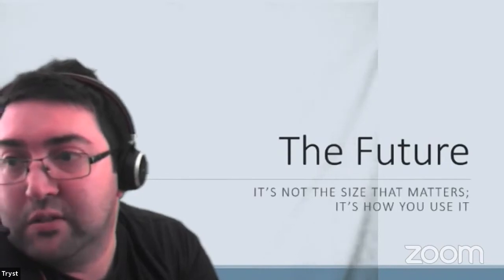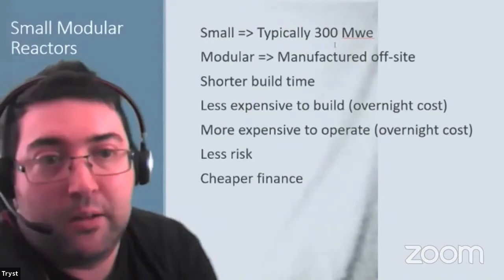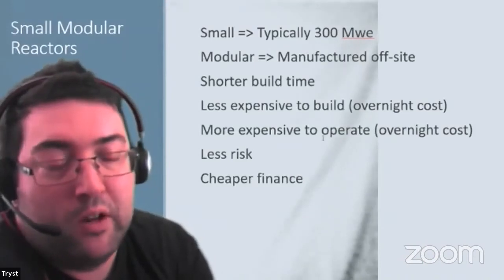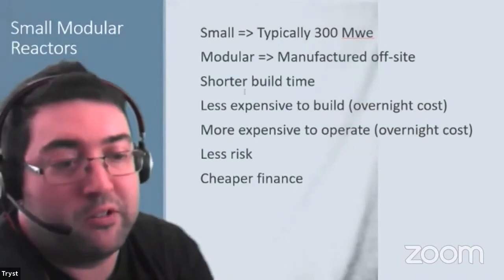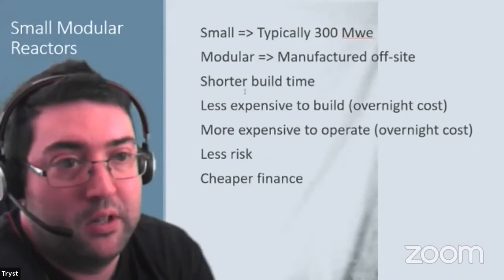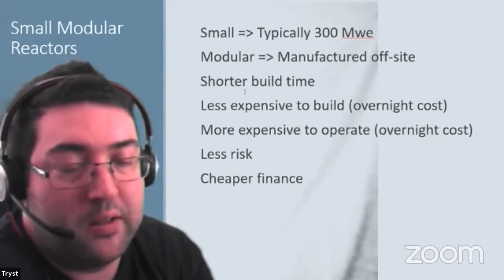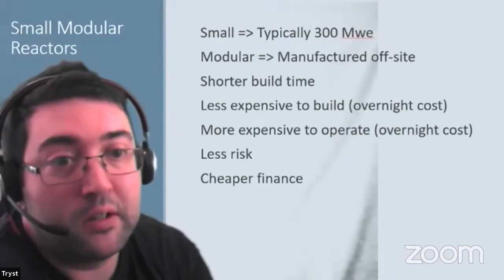Small modular reactors, very quickly, are reactors that are typically 300 megawatts electrical output. They're modular, they're manufactured off-site. The idea by manufacturing them off-site is that you have a shorter build time because you turn up with finished modules that you just bolt together instead of building all these systems on-site and integrating them on-site.